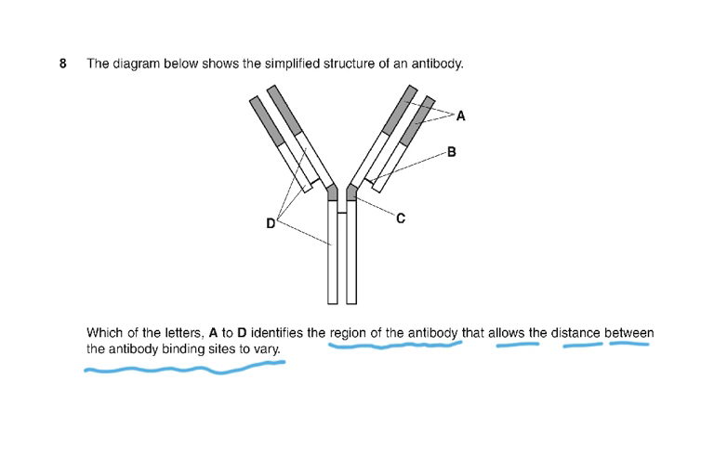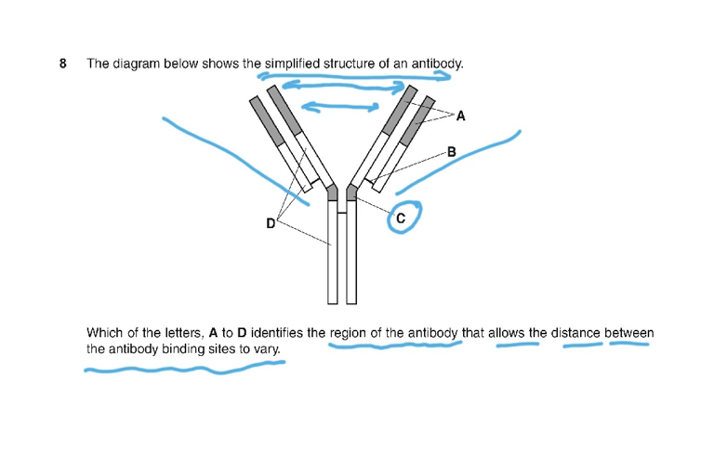Now, some of you have problems understanding the English, and your English needs to be improved, and that is going to be your problem. So this is the distance which is going to vary. When is the distance going to vary? When is it going to become less? When is it going to become more? The important thing is the flexible region, the hinge region. So the hinge region is going to change. Then this will spread out more, or it will become closer. So it says identify the region of the antibody that allows the distance between the antibody binding sites, these are the antibody binding sites, to vary, because this is the place where the antigen is going to bind.